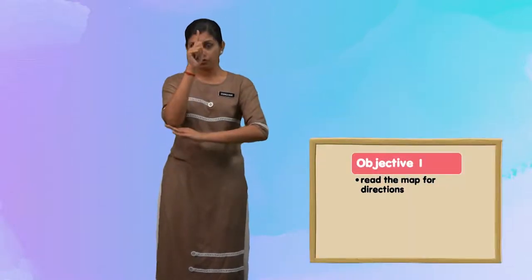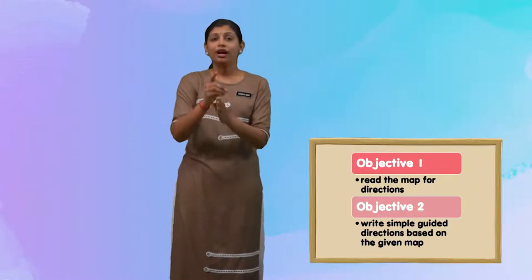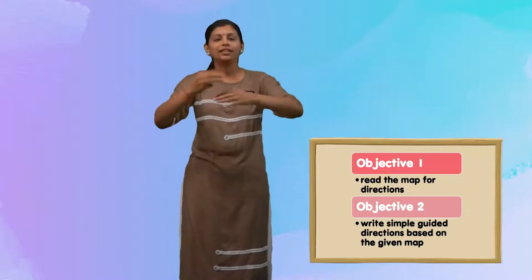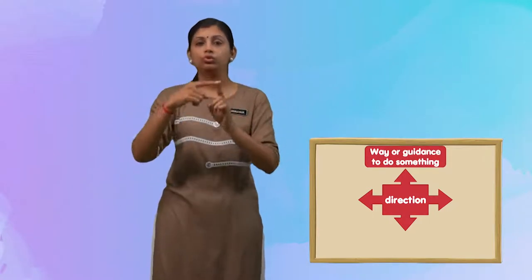Now, let's see. What are we going to learn today? By end of this lesson, you should be able to read the map for directions and write simple guided directions based on the given map. Aha! So now you should know what is the topic for today. Direction. What is direction? It is a way or guidance to do something.